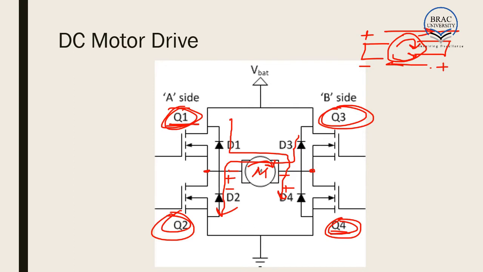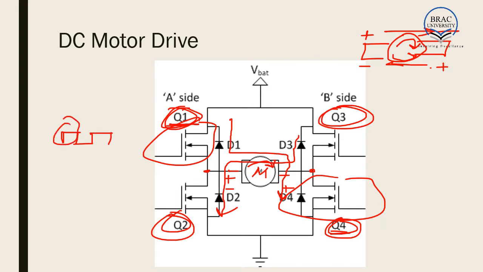Instead of switching these and these on in clockwise rotation, if we provide pulses to the gates, we keep these MOSFETs on for a certain time and we keep these MOSFETs off for a certain time. Let us suppose that for 50% of the time we keep them on and for the rest 50% we keep them off. If we do that, the total power supplied to the motor becomes half. As a result, the speed of the motor also becomes half.